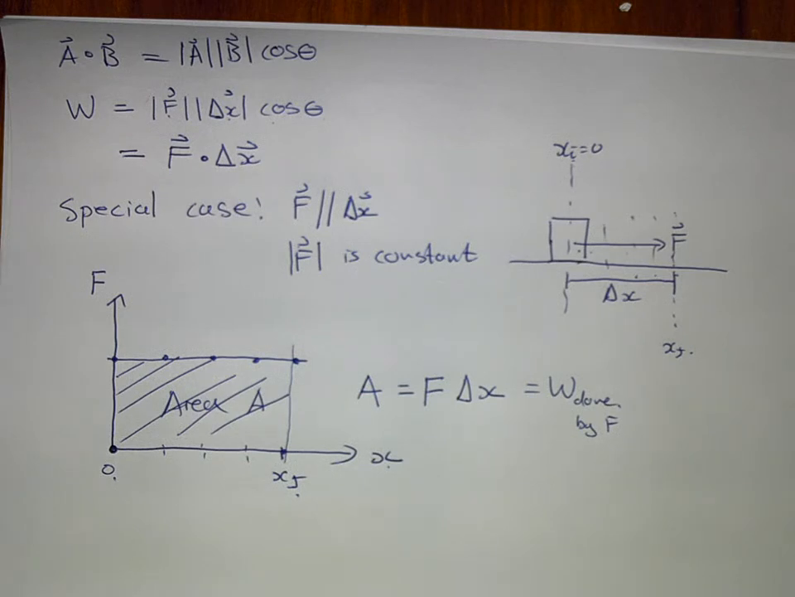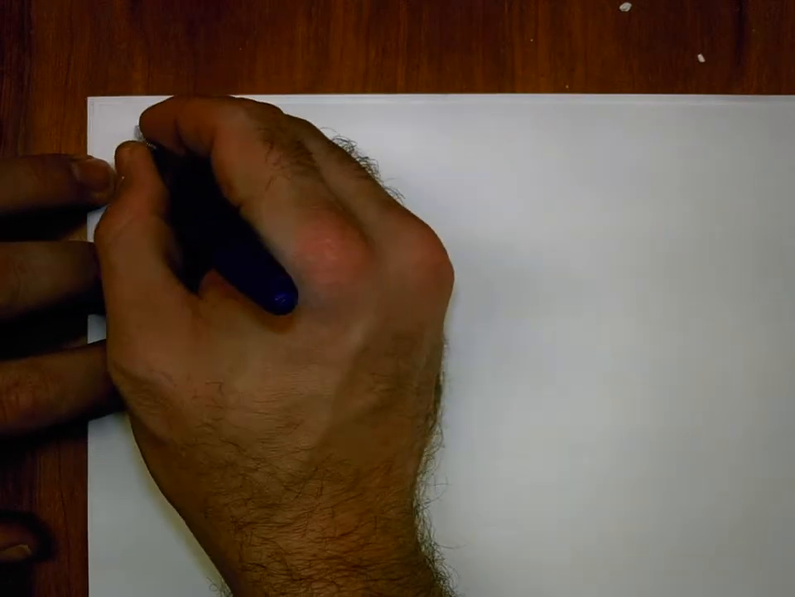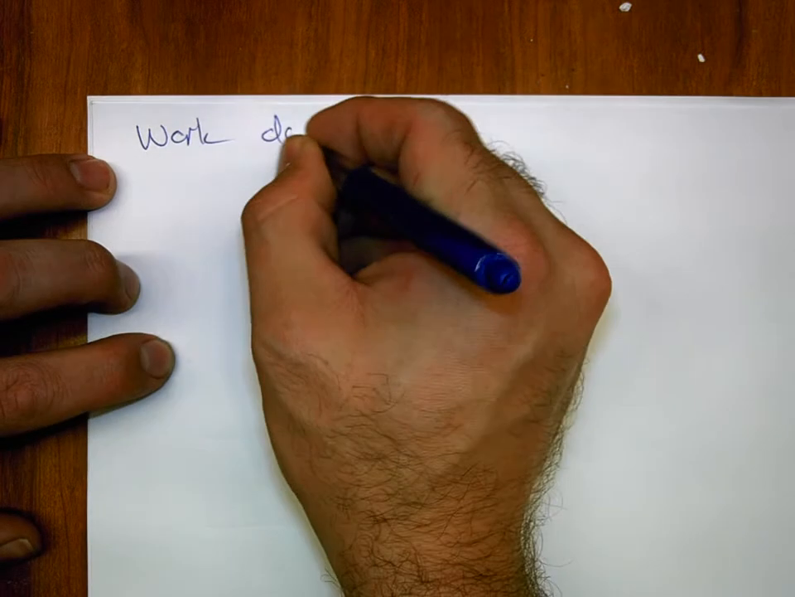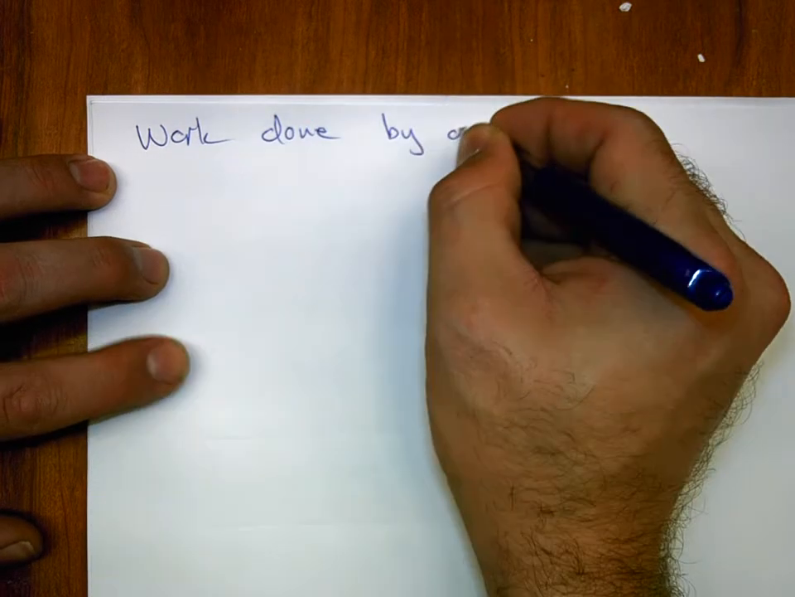So how do we calculate the work done by a force that changes its magnitude as an object is displaced? So what we want is the work done by a variable force.